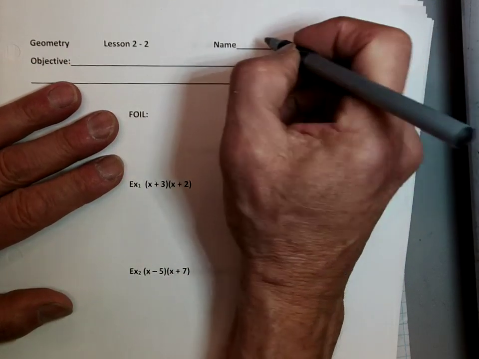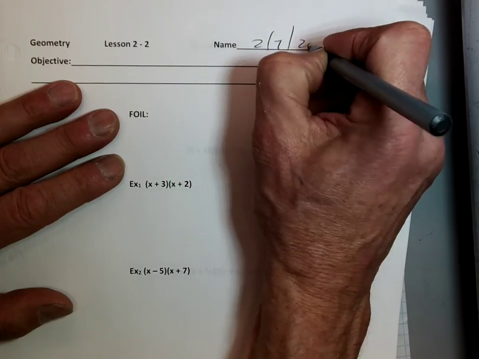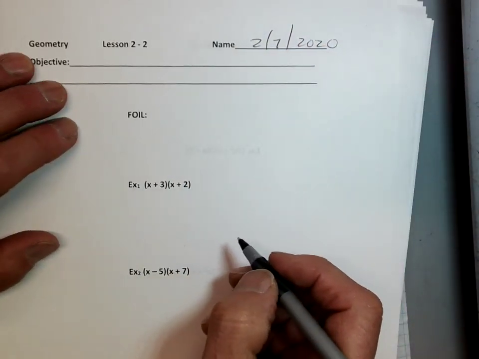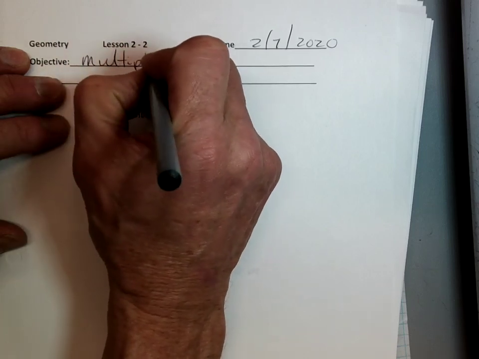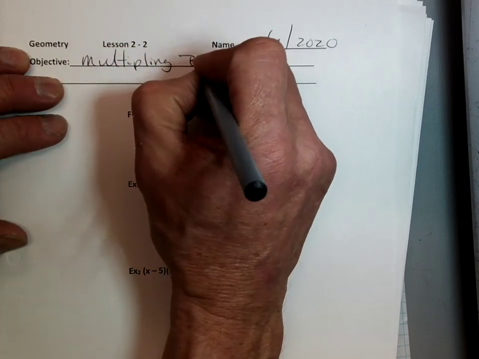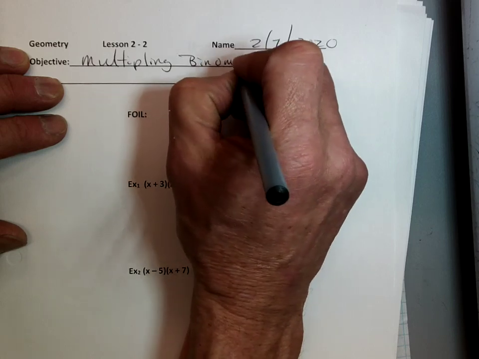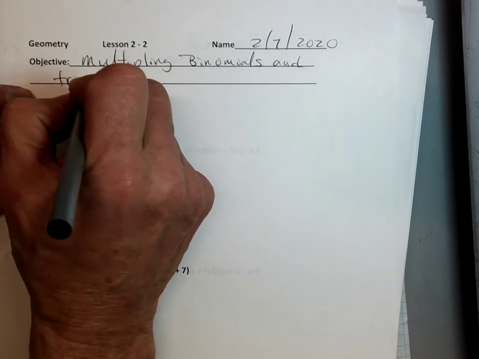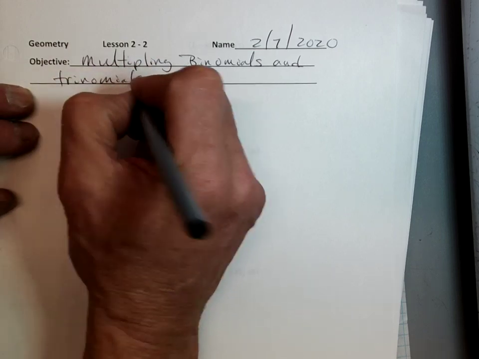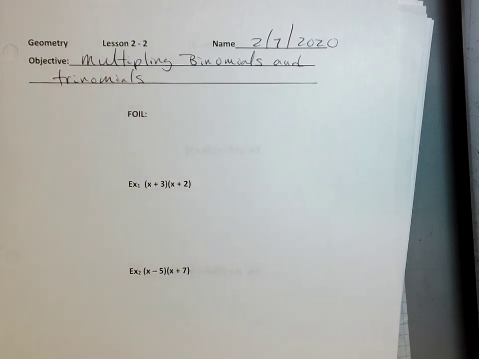Live. Okay, so today's date is 2/7/2020, and our objective really is multiplying binomials and trinomials, because that's what we're really doing.